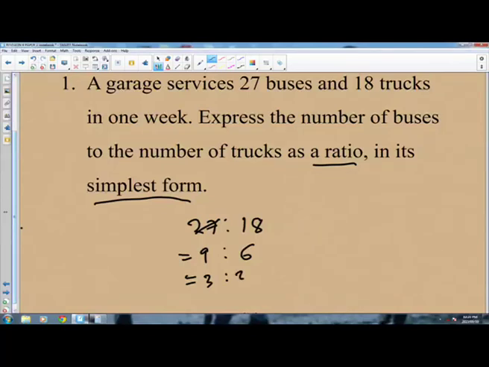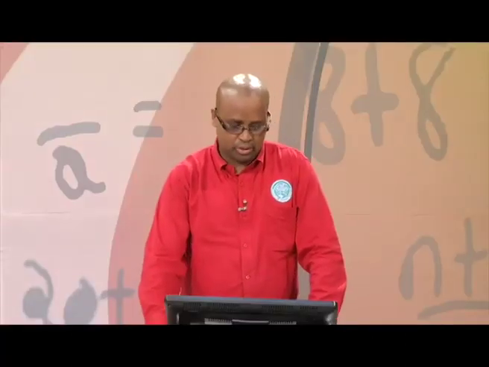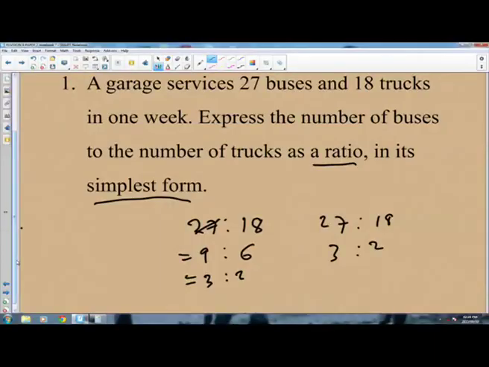You could also have simplified it from the onset, where you have 27 is to 18. You can just say which factor can go into 27 and 18. That factor is 9. 9 into 27 is 3, and 9 into 18 is 2. So we have 3 is to 2. So we should have divided by 9 to get the final answer. This is how we simplify ratios. The next revision question.